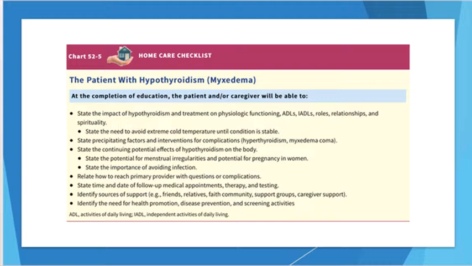This next slide is a chart on educating someone who has hypothyroidism. Basically, I already explained it in the last slide, but going through the impact of hypothyroidism and the treatments, again, needing to avoid extreme cold temperatures until they're stable. Then they'll want to know any complications, the potential effects of hypothyroidism. This one's really important because it'll help reinforce the need for people to have their lifelong therapy.